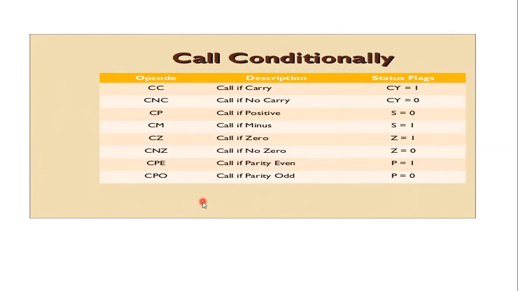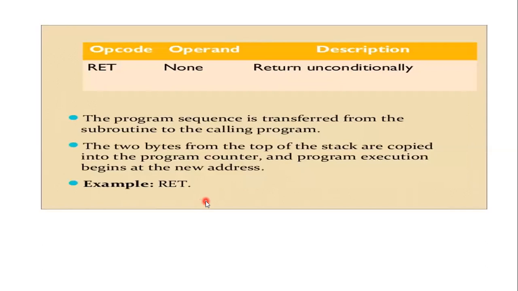The next one is here. Return unconditionally, RET. It is only the opcode, no operand is there. The program sequence is transferred from the subroutine to the calling program. The 2 bytes from the top of the stack are copied into the program counter and the program execution begins at the new address. So the example is here, RET, just return.